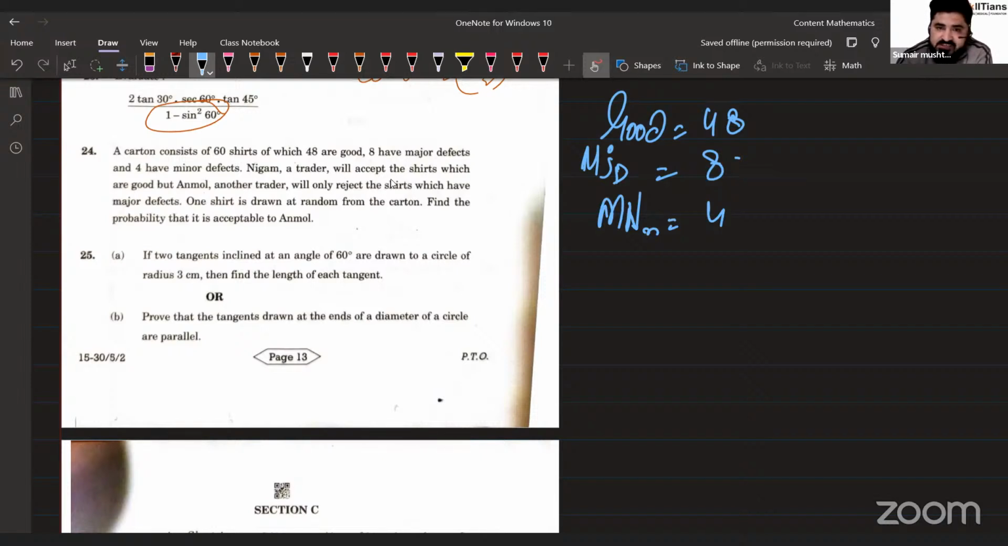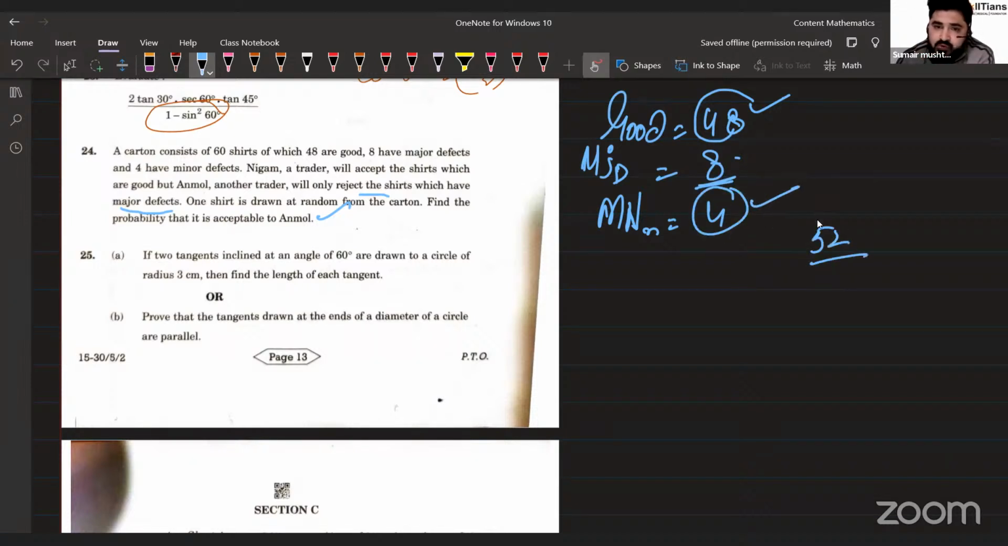Nigam, a trader, accepts the shirts which are good, but Anmol, another trader, will only reject the shirt when it has a major defect. Okay, one shirt is drawn at random from the carton. Find the probability it is acceptable by Anmol. Anmol only rejects the shirt when he gets a major defect. That means when he gets the good shirt, he will accept. When he gets the minor defect, he will accept.